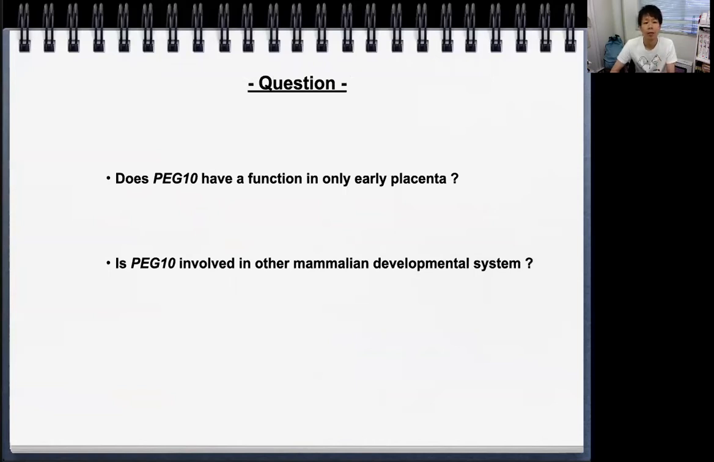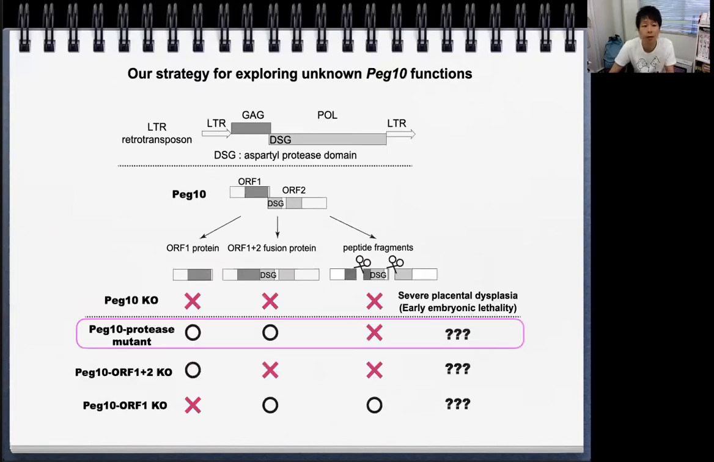However, RIKEN's other functions beyond early placental formation remain obscure because the knockout embryos die at an early developmental stage. So what we want to know next is whether RIKEN has function only in the early placenta or is involved in other mammalian developmental systems. To address this, we are now generating a series of RIKEN mutant mice.